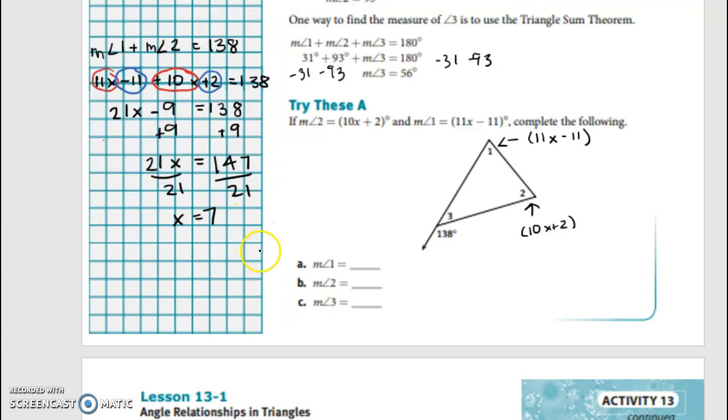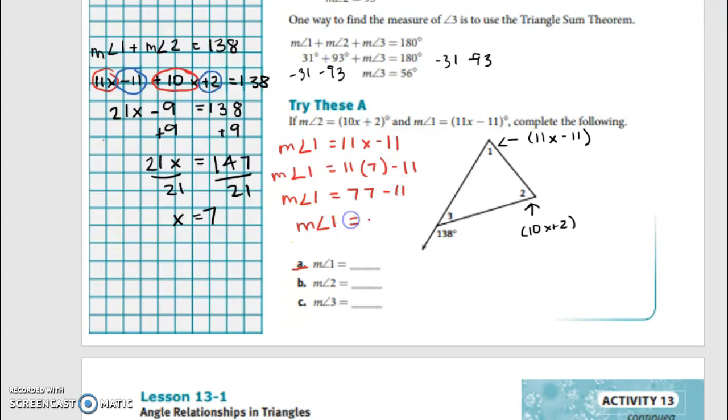Okay, so now we know what x is, so if we want to find the measurement of these angles, all you have to do is plug x in. So for the measurement of angle 1, it's equal to 11x minus 11. So the measurement of angle 1 equals 11 times 7 minus 11. So the measurement of angle 1 is 77 minus 11. The measurement of angle 1 equals 66.